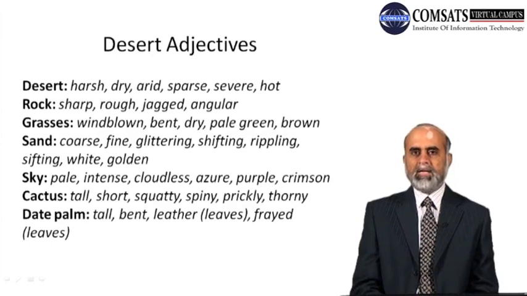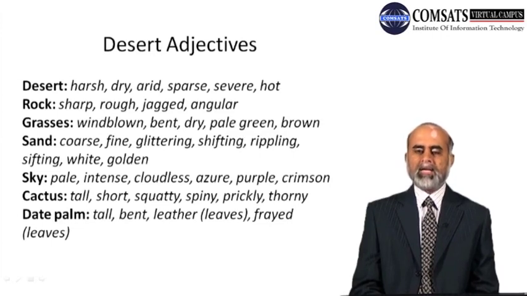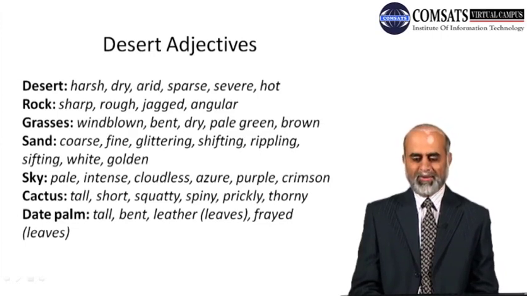So you see, a desert is not merely a desert. It has lots of things in it. It could have grasses in it. It could have rocks in it. It could have sand in it. And the sky in the desert also looks peculiar. So you can use the adjectives pale, intense, cloudless, azure, purple, and crimson. These are the colors, the last three adjectives. If you don't know the meaning, look them up in a dictionary, okay?